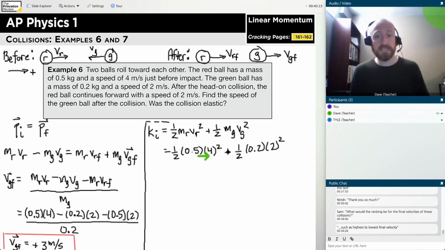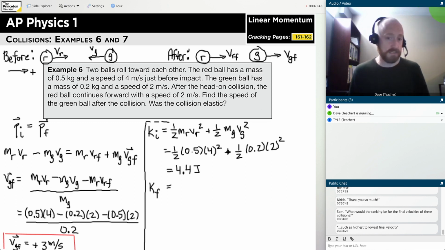4 squared is 16. Cut in half is 8. Cut in half again is 4. And 2 squared is 4. Cut in half is 2. Times 0.2 is 0.4. And so we find 4.4 joules of kinetic energy to start.